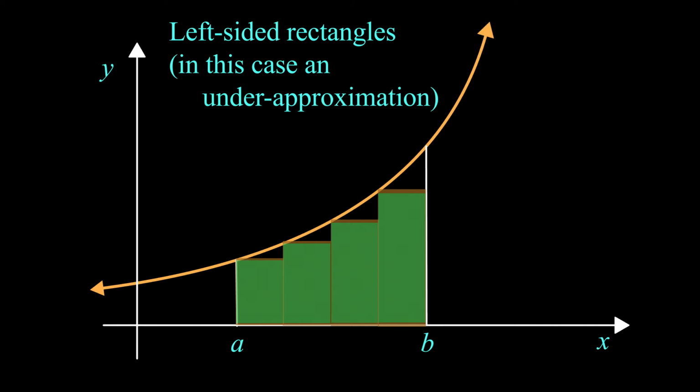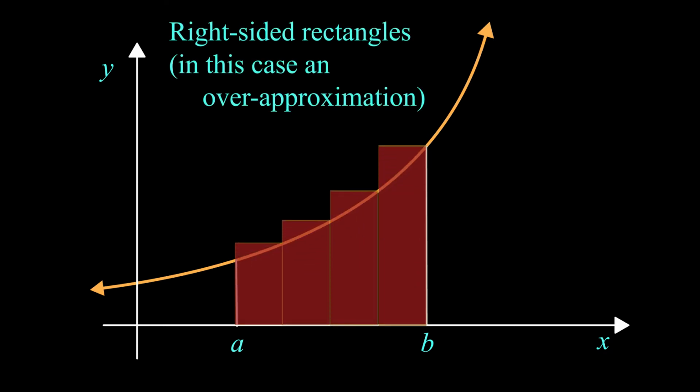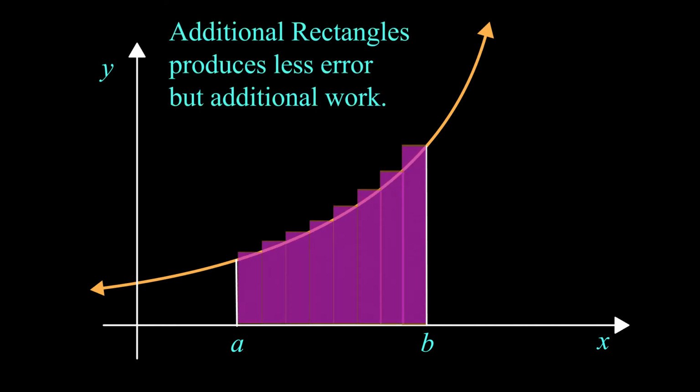If we use right endpoints of the subintervals to calculate the area of 4 rectangles, shown here in red, the approximation will be an over approximation of the actual area. Additionally, if we increase the number of rectangles and reduce the width of each subinterval, shown here in purple, the approximation will become better, but the amount of work needed to calculate the approximation increases.